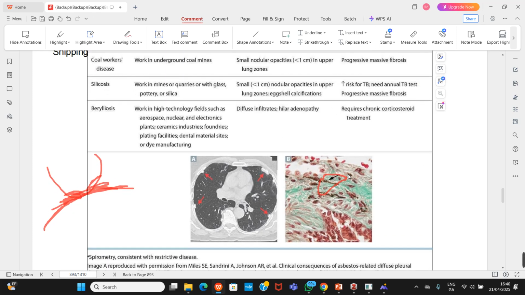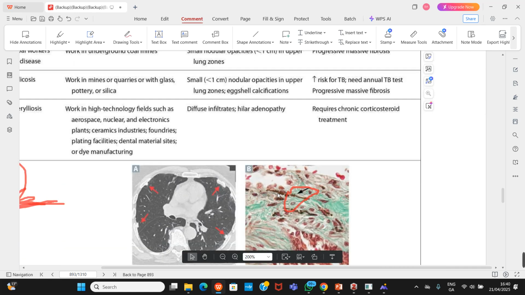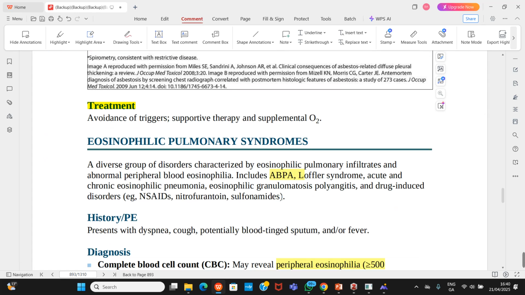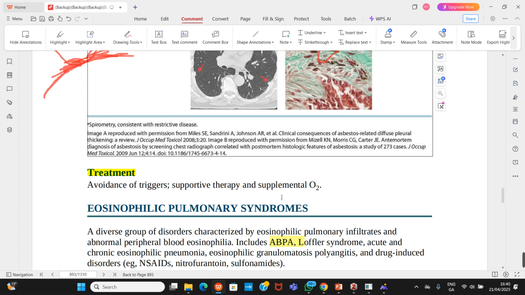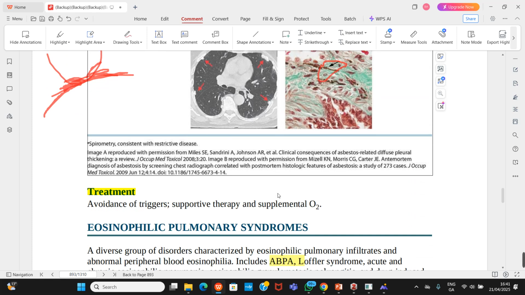So these are the ferruginous bodies for asbestosis that we talked about initially. So we should not forget that. The mainstay is just to avoid the trigger, and you can provide supportive treatment. If you can give steroid, give it. If they need oxygen, give them the oxygen.